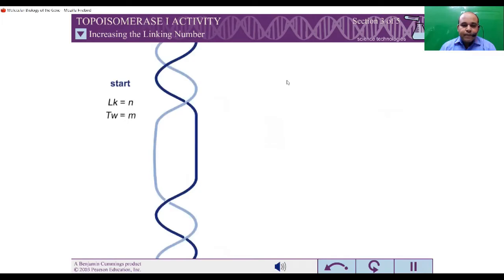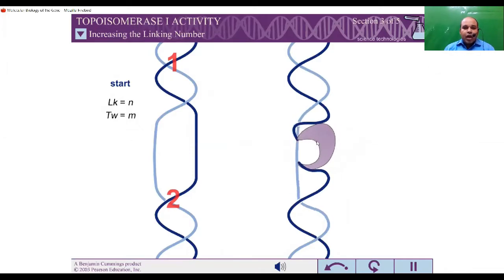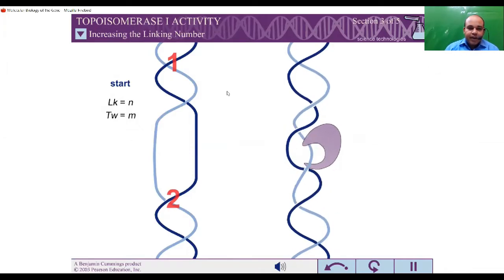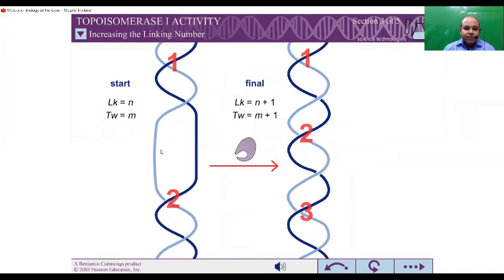Overall, the reactions catalyzed by the type 1 topoisomerase have added one twist to the DNA, increasing the linking number by 1. See, this is what has happened. Previously, the linking number was being defined by the twist, which was referred to as M. But now, after the activity of this particular enzyme, that is topoisomerase type 1, the linking number has been increased by 1. Linking number एक वैल्यू से इंक्रीज हो गया है क्योंकि ट्विस्ट एक वैल्यू से इंक्रीज हो गई.